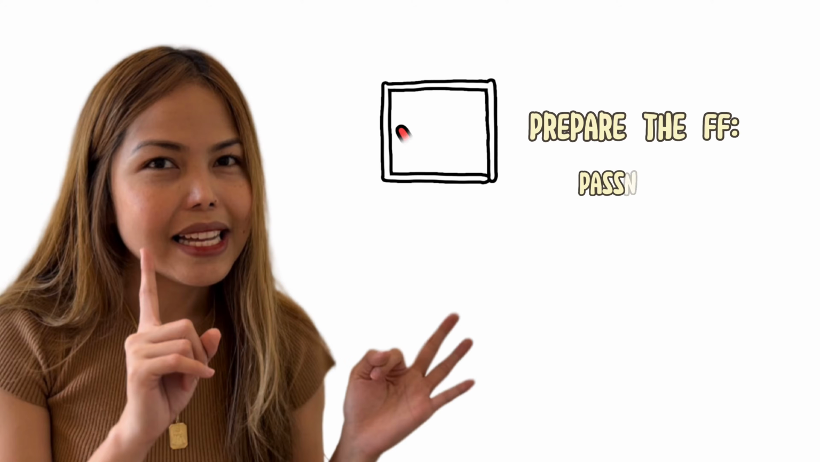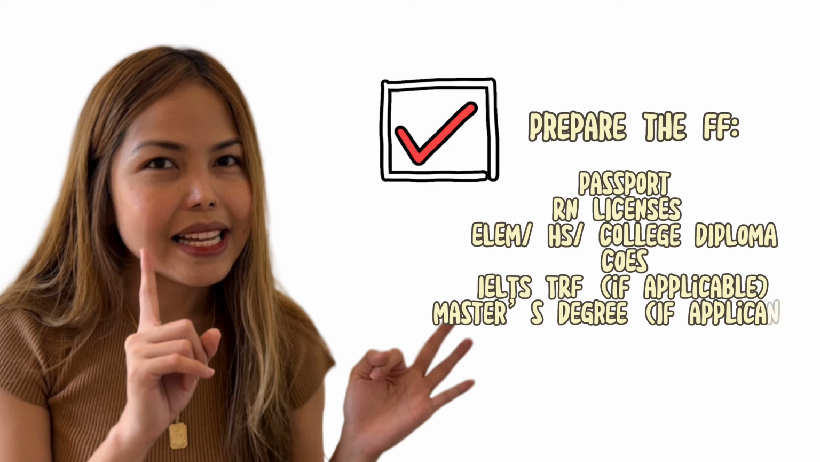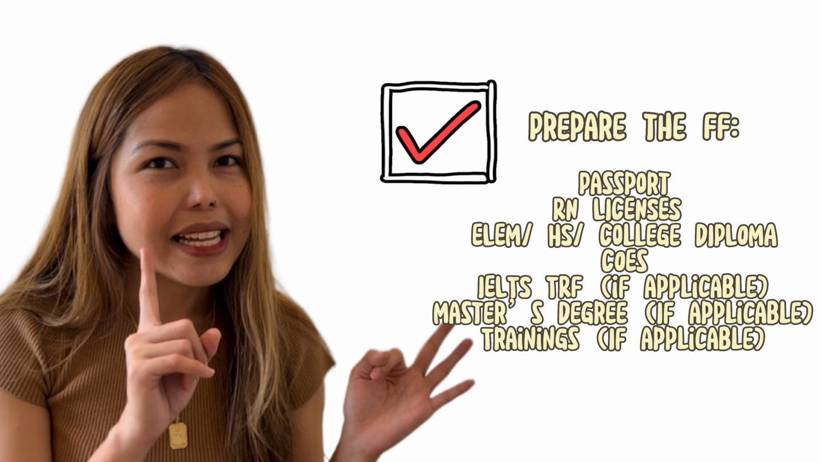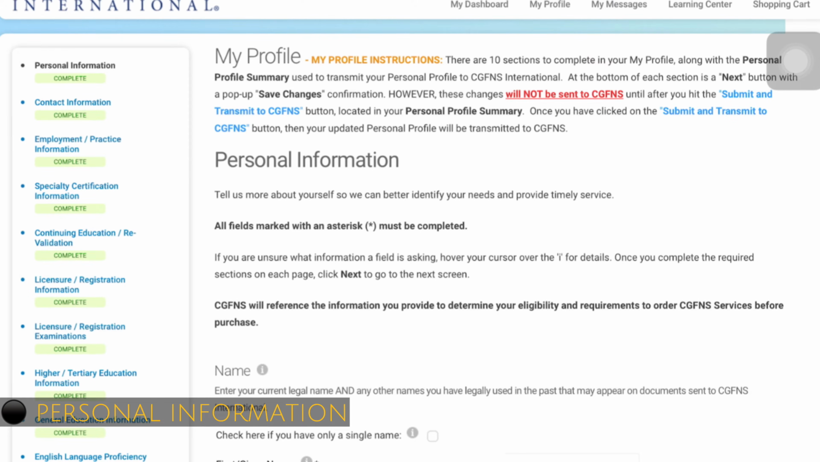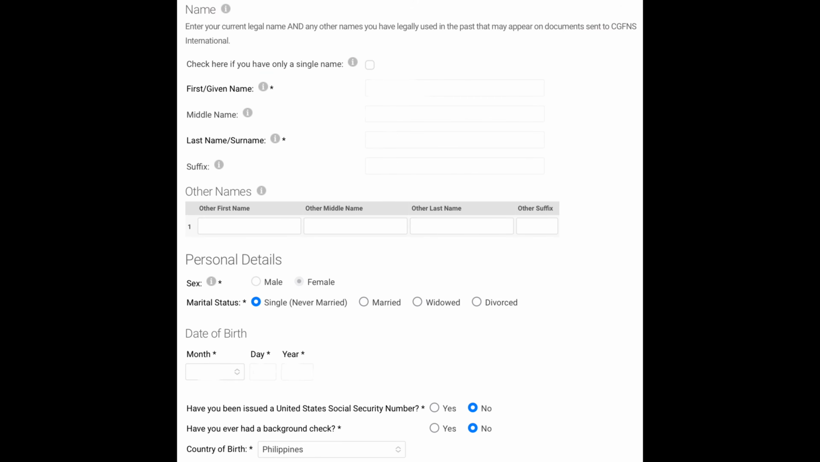Besh, hindi pa tayo nagtatapos diyan. Prepare the following things so that you can finish this in less than 5 minutes. So let's start on the personal information tab. Here you need to fill out your first name, middle name, last name, other names for your maiden name, sex, marital status, date of birth, have you been issued a United States Social Security number, have you ever had a background check, and country of birth.